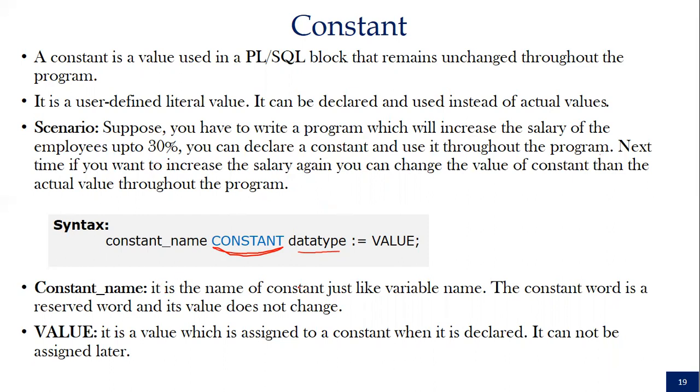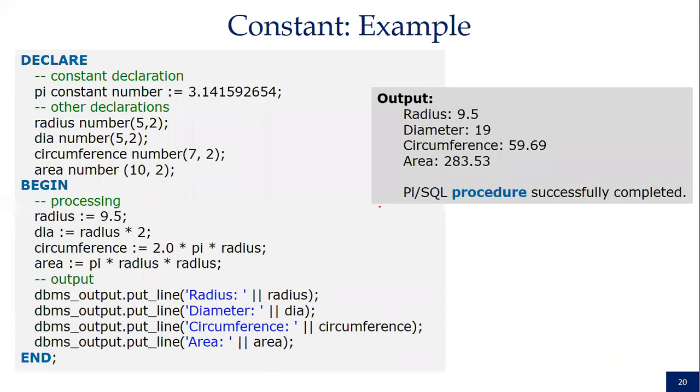So here is a constant name. It is similar to the variable name, type, and value, similar to the value we assign to a variable. This is an example for the constant, like pi. It is a constant value we use generally. We have declared it with this value.